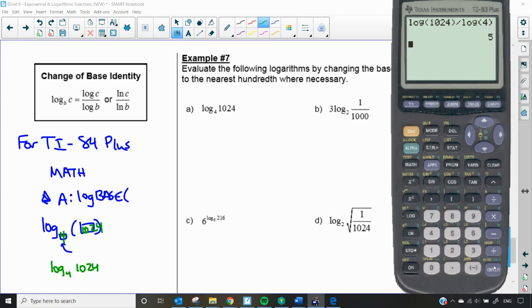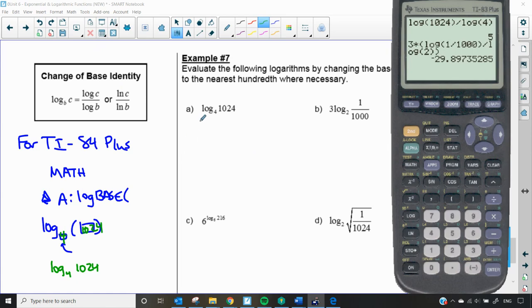Next question we want to evaluate, we've got 3 times log base 2 of 1 over 1,000. So in order to put that in our calculator, we're going to have 3 times. Now I would put this part in brackets. Log of 1 over 1,000. Be careful of your brackets. Divided by log of 2. And we get negative 29.9.